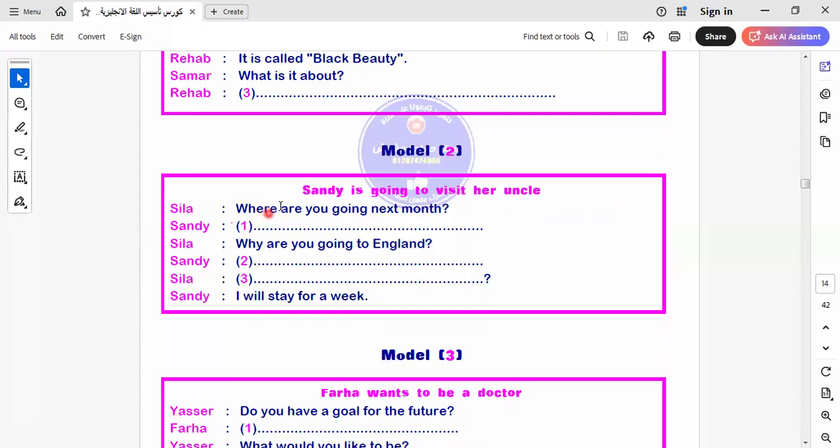Okay, here we ask, Sandy is going to visit her uncle. Where are you going next month? So here we say, I'm going to visit my uncle, for example.